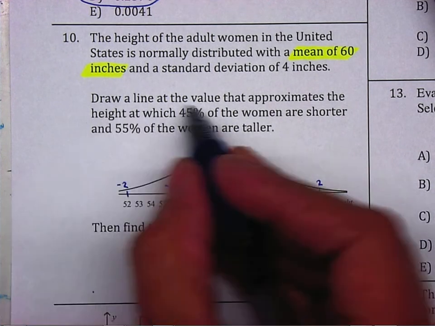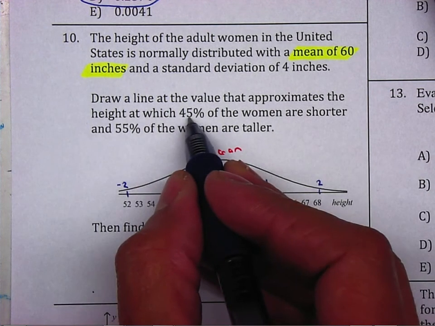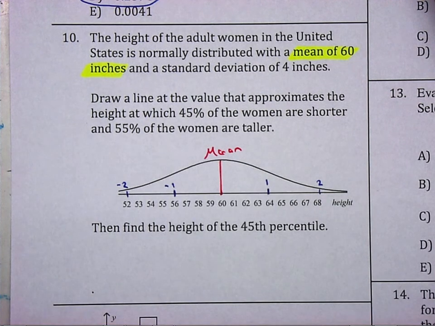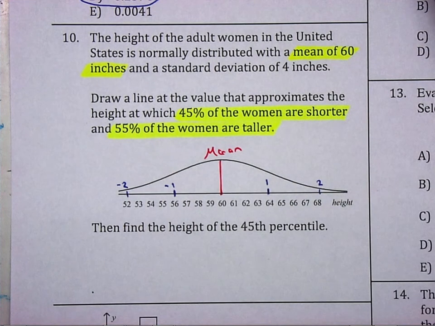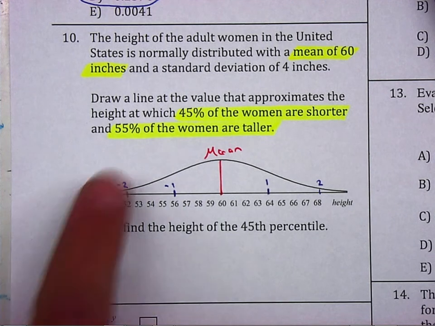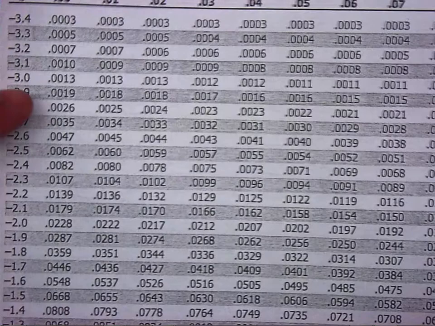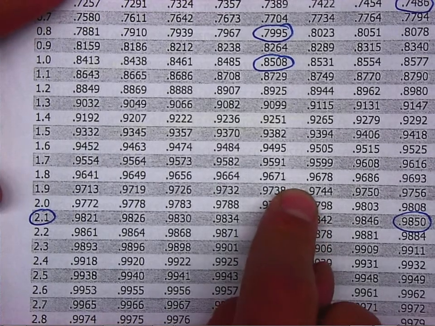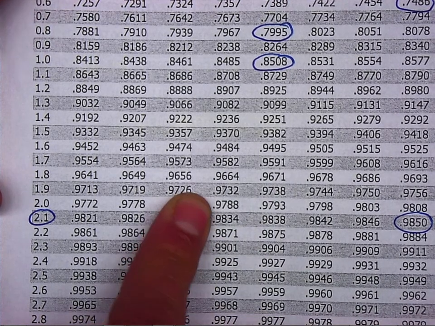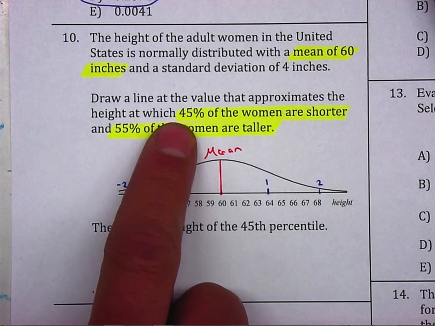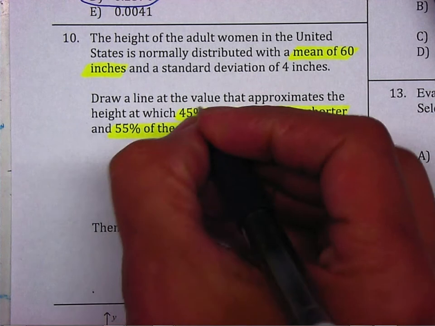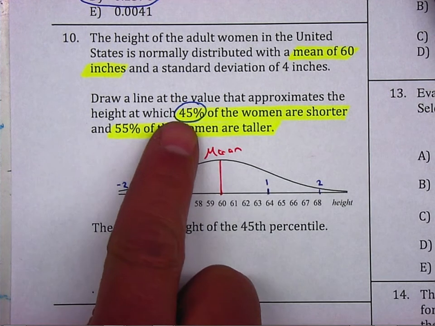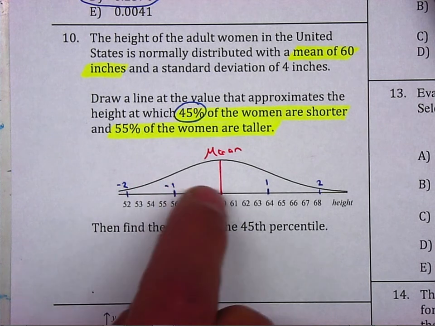And draw a line at the value that approximates the height of which 45% of the women are shorter and 55% of the women are taller. So this is what we did last time. Remember that whenever we're using your chart, these are the percentages for the people that are shorter than you. So we're going to be looking for the 45% that are shorter or the 55% that are taller. We are going to use the 45%, and we're going to look for the z value so we can place the line.